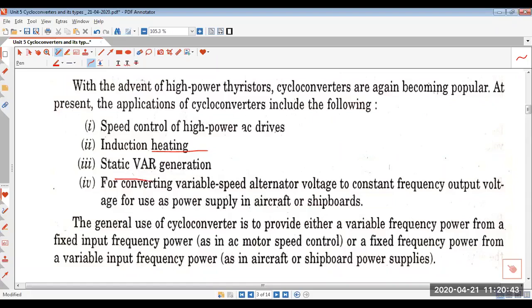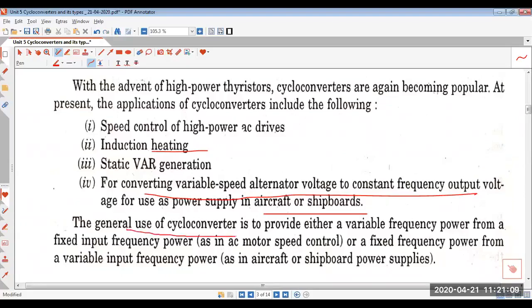Static where is here is basically it can be used in the FACTS controller also, right? FACTS devices, flexible AC transmission systems, right? For the reactive volt ampere generators, right? Okay, so all these applications are mentioned here for cycloconverters.